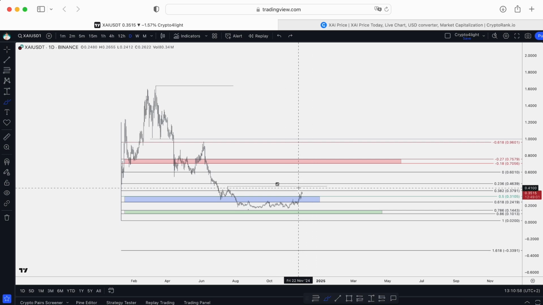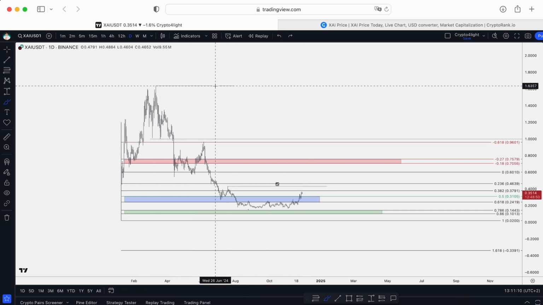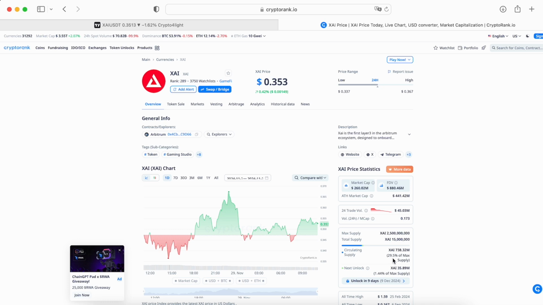We need to build a new structure, something like this one, to sweep that high, this high, and this high. And yes, I think this token will hit a new all-time high over $1.63. Definitely, this was not a top for that asset. But be careful, because only 30% of tokens are unlocked, and we get a big difference between the market cap and FDV: 260 million market cap, almost 1 billion FDV.